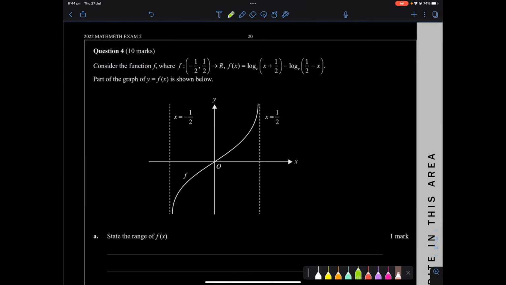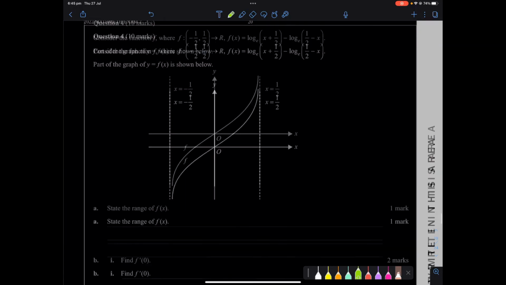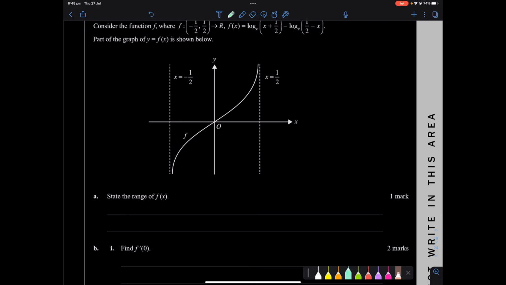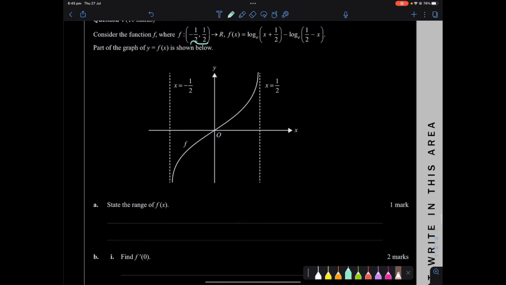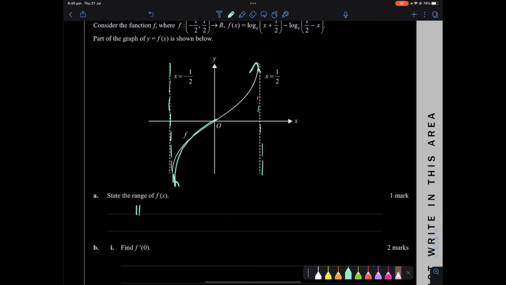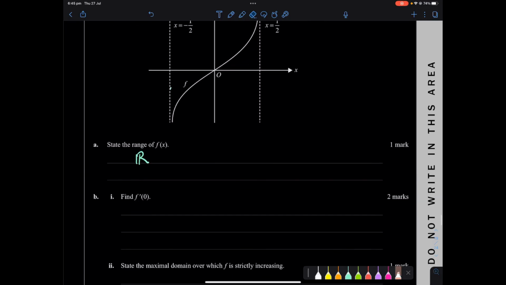Consider the function where f of x is this log. State the range. Because this is our domain and we know these are our asymptotes, our range is going to infinity from both sides, so all reals is our range for this one. That was not bad. Next question, find f dash of 0.